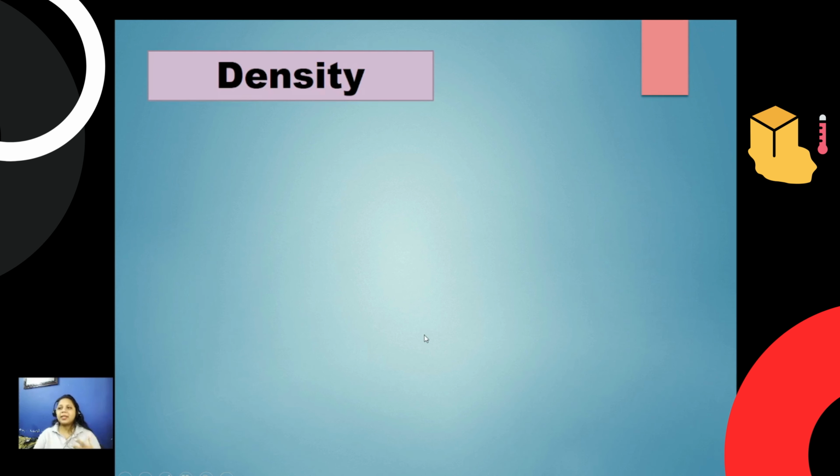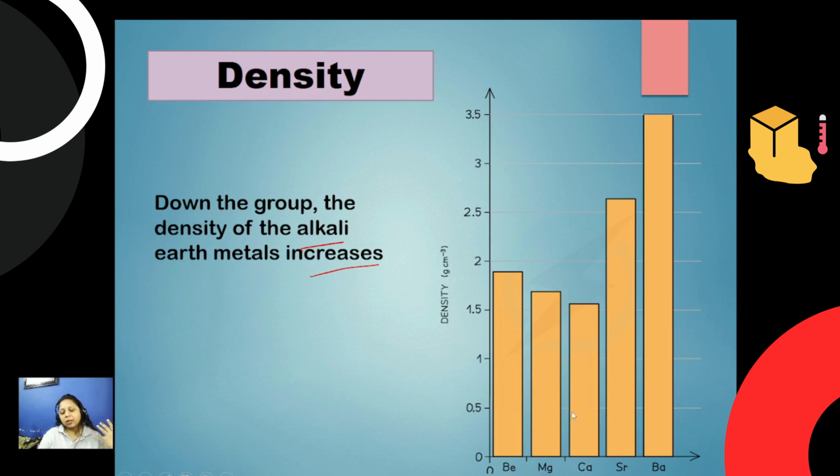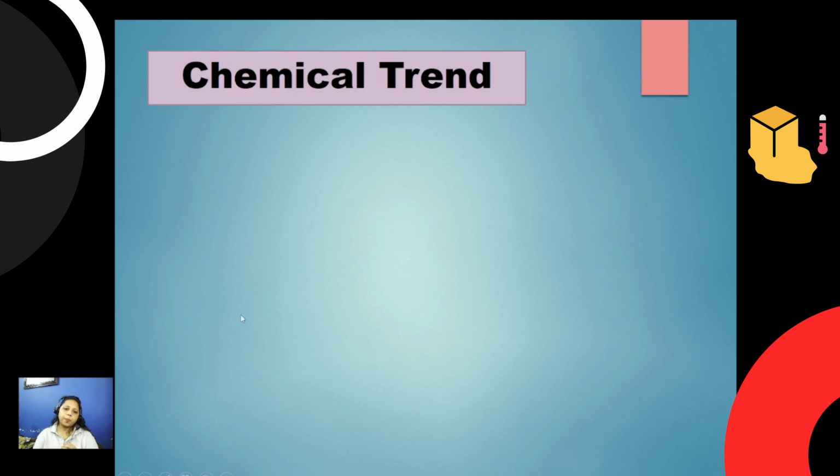When we talk about density, definitely the atomic mass, or you can say mass number, increases down the group, so definitely the density increases. Down the group, the density of alkaline earth metals increases. This is the graph that is representing it. You can see an anomaly over here, which is due to the attraction of certain structure, due to which density appears to be less, but in general the density increases down the group.